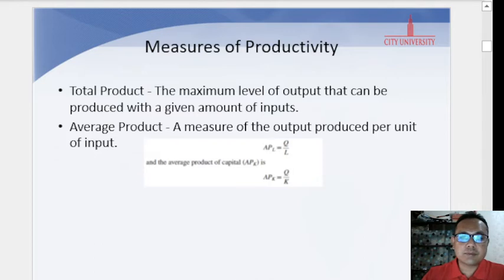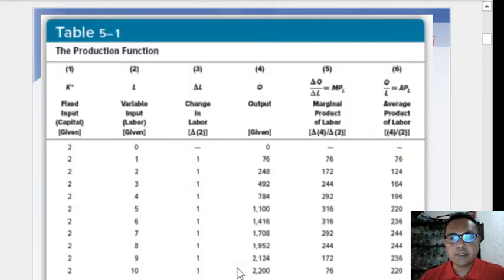So in table 5.1, for example, 5 workers can produce 1100 units of output. So this amounts to 220 units of output per worker. You can just divide that. So that means the amount is 220 units of output per worker.